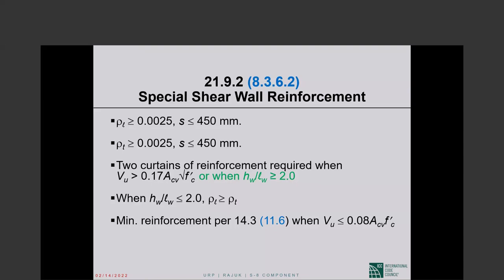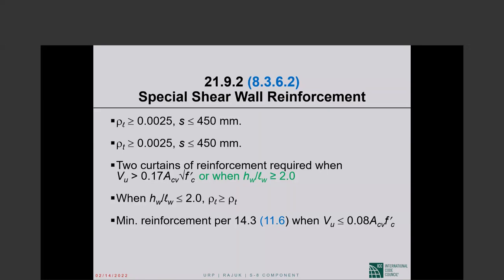Then, actually, for other walls, ACI 318 tells you if you need so much horizontal reinforcement, you shall also provide so much vertical reinforcement. But then for height to length ratio less than or equal to 2, the vertical shall not be any less than the horizontal.